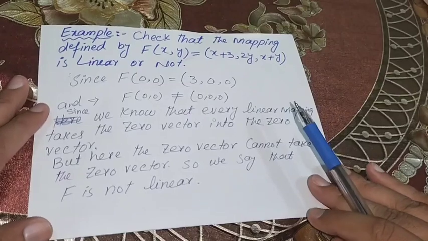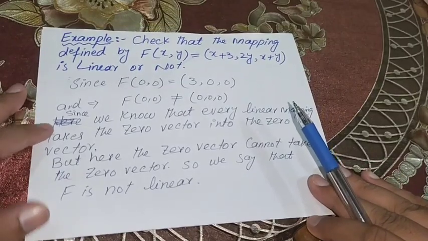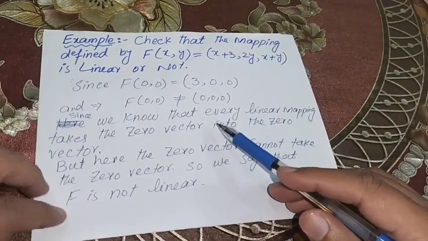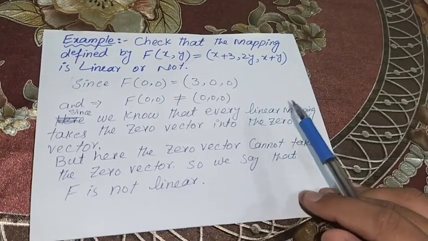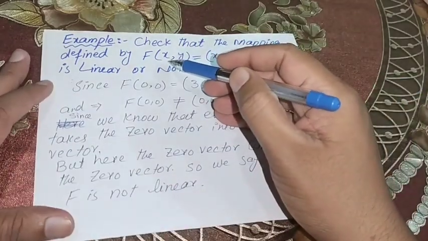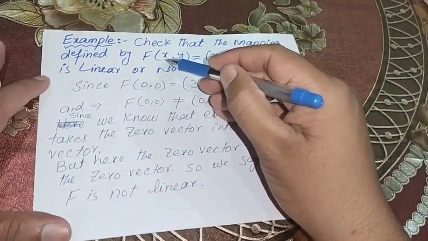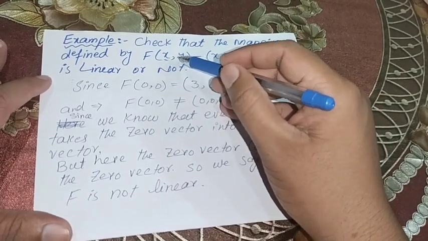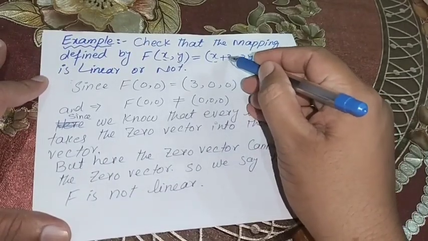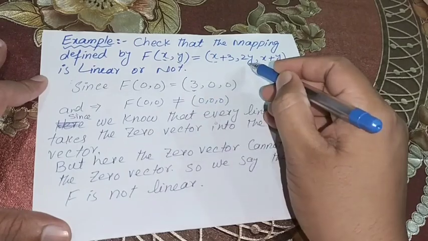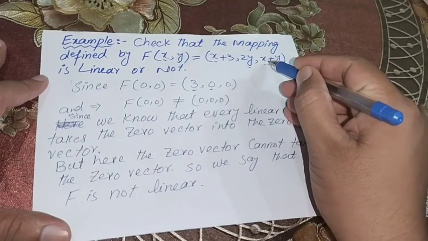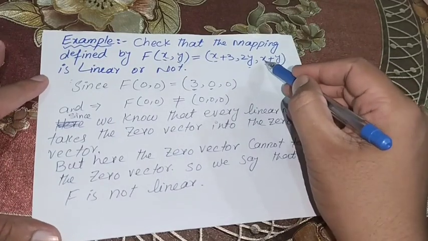Now we will discuss some examples in which we show that the given mapping is not a linear mapping. In this example we check the first condition, which is the zero vector condition. When we take the zero vector in this form, with x and y equal to 0, then when we put x equal to 0 here, we get 0 plus 3, which is 3, and when we put y equal to 0, we get 0. So with x equal to 0 and y equal to 0, we obtain this output.